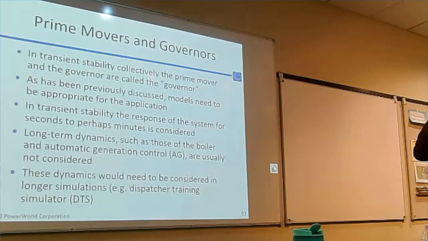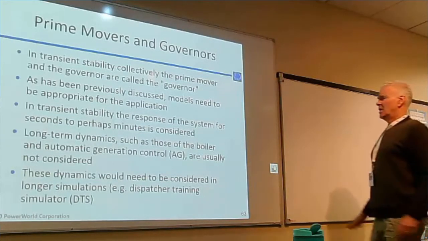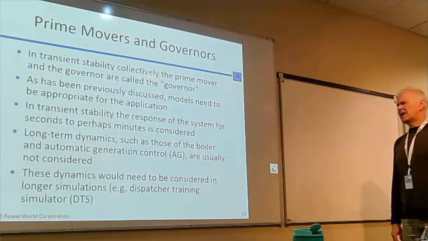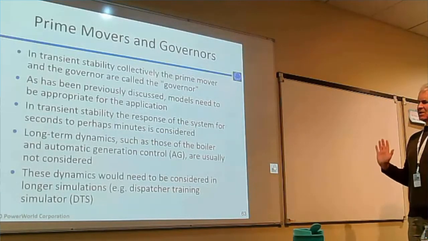Of course, we've come a ways since then. So collectively, the prime mover and the governor are called the governor. What we call the governor includes the physical control system and the turbine models as well. So they're integrated together. In transient stability, the response of the system for seconds to perhaps minutes is considered.